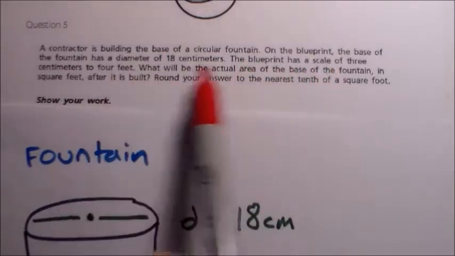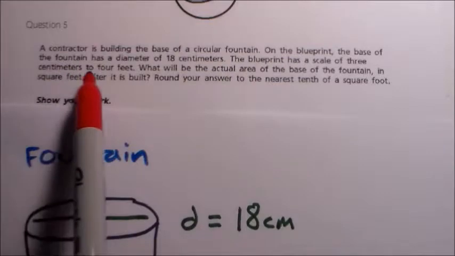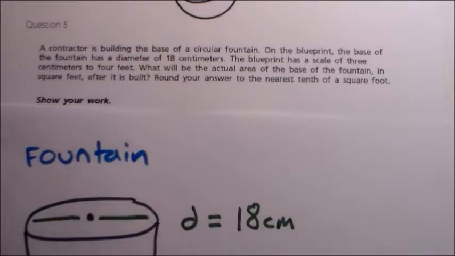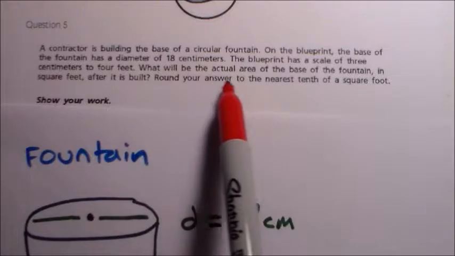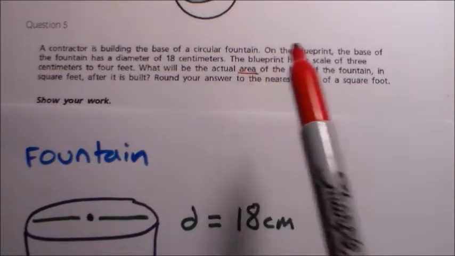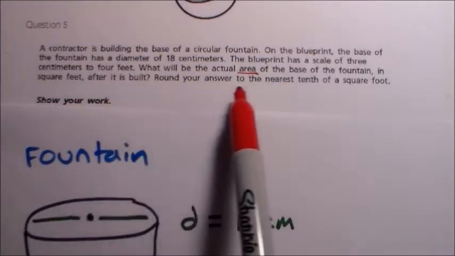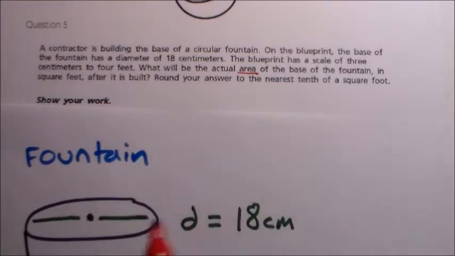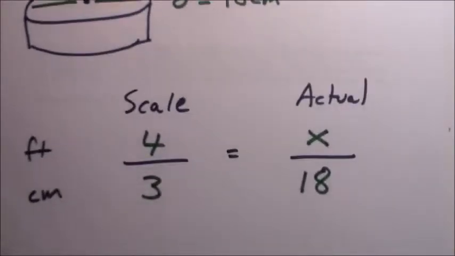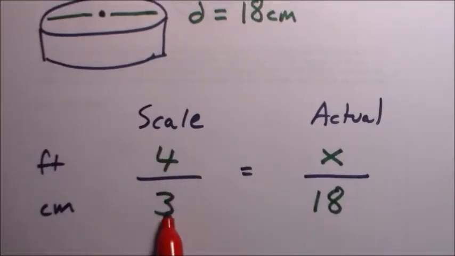The blueprint has a scale of 3 centimeters to 4 feet. So that's our scale, 3 centimeters to 4 feet. What will be the actual area of the base of the fountain in square feet after it is built? Round your answer to the nearest tenth of a square foot. Okay, so we're looking for the area of this disc here, because this is the base of the fountain. We want to know the area of this disc if the diameter is 18 centimeters, and we know the scale is 4 feet to 3 centimeters.